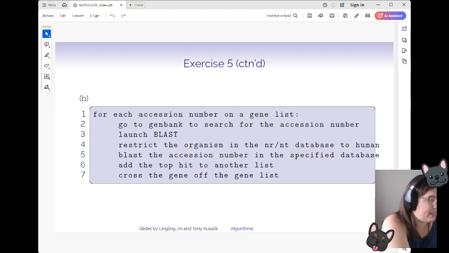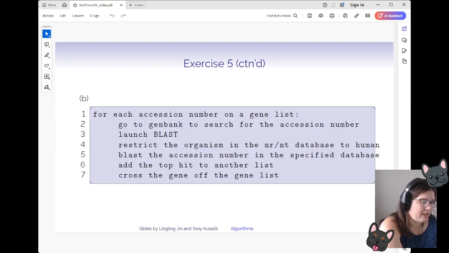So the inputs to this are going to be, first we need to talk about what this problem is actually solving. Right now this problem is identifying the top BLAST hits for a list of accession numbers that we have. This could be something that we do if we're looking for homology in a specific gene, different things like that. But the reality is that is what it's doing: going through each of those things, doing the BLAST, getting that top hit, and putting it in a different list for us.